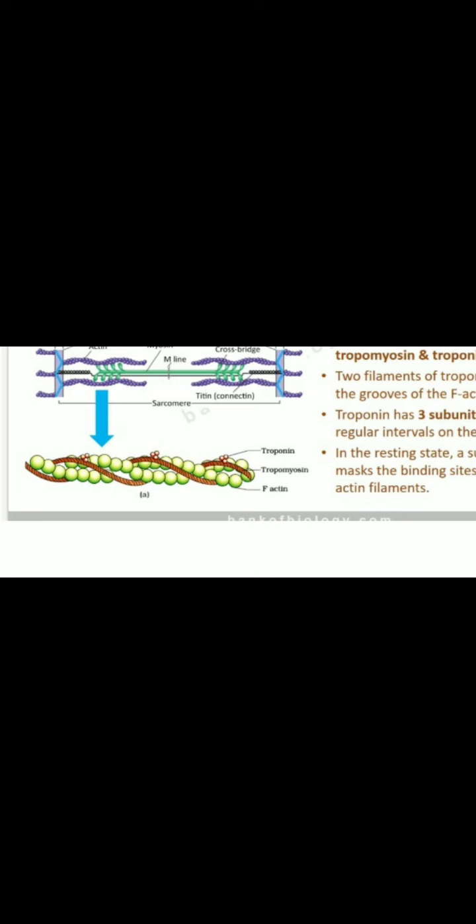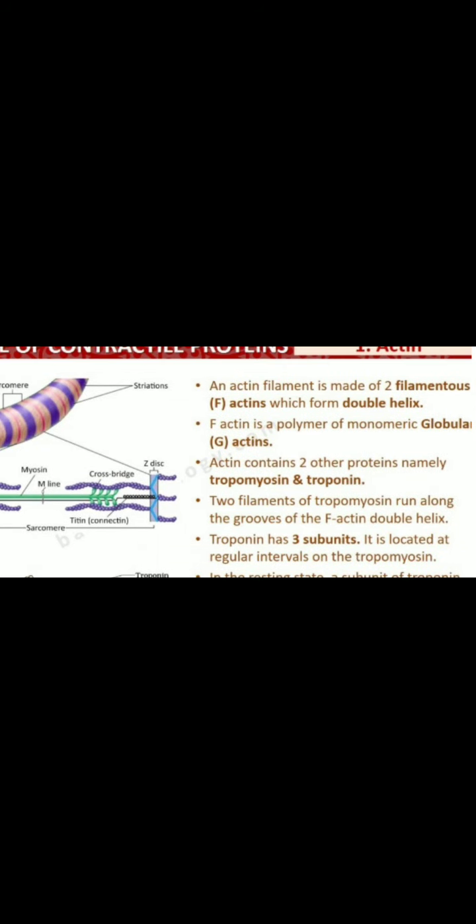So, like the DNA structure, this is approximately similar, you can check out over here, which is made up of tropomyosin and troponin. So the helix structure of both, the three structures which are seen over here is troponin, and the green one. Yes, F-actin is a polymer of monomeric globular G-actins. Globular actins are indicated by the letter G, and filamentous actins are indicated by F.